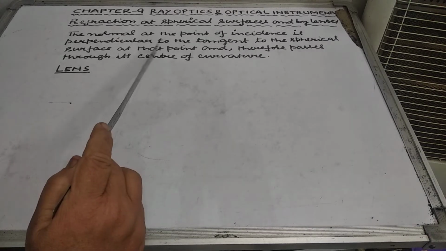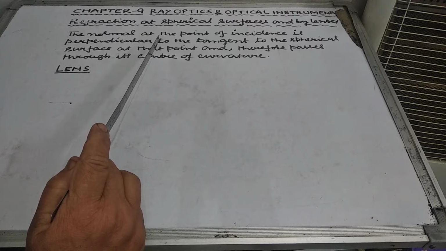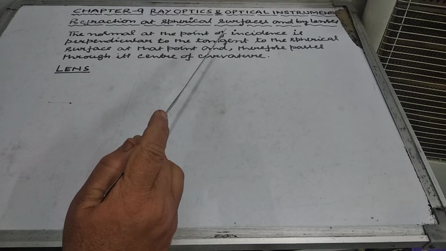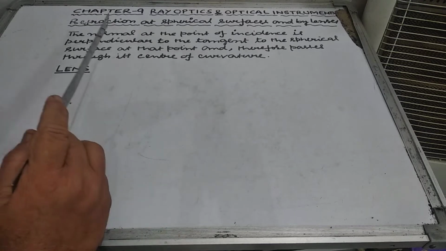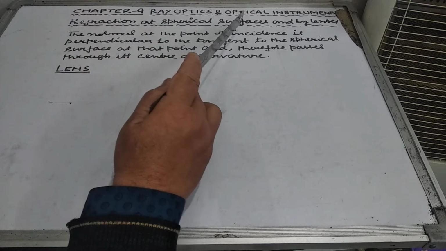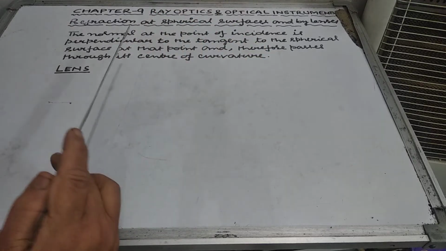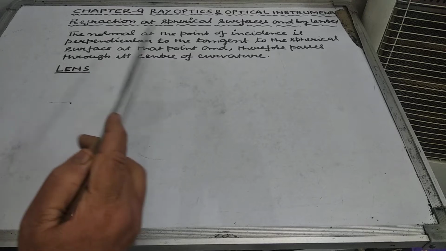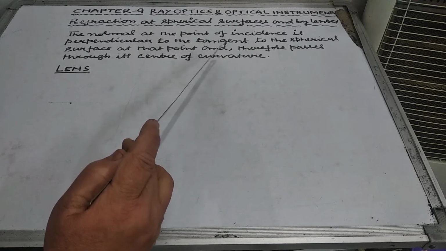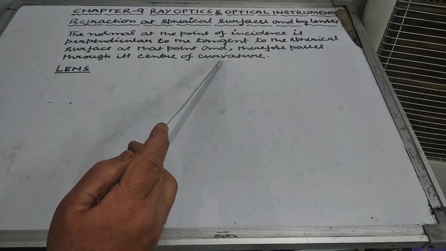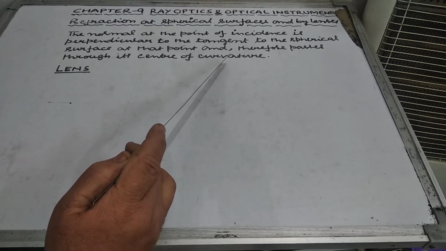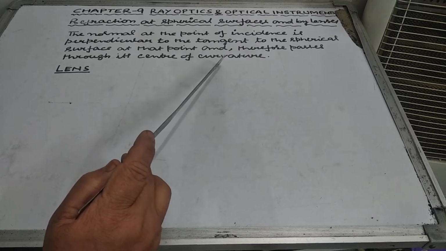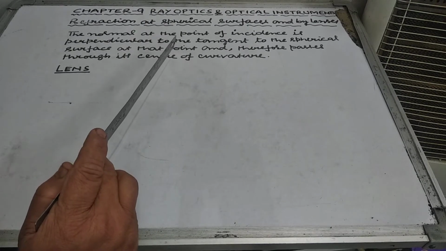So, good morning, students. Today I am going to discuss chapter 9, Ray Optics and Optical Instruments, in which we will discuss refraction at spherical surfaces and by lenses. So far we have studied the refraction of light through plane surfaces. Now we will study the refraction of light through the spherical interface between two transparent media.